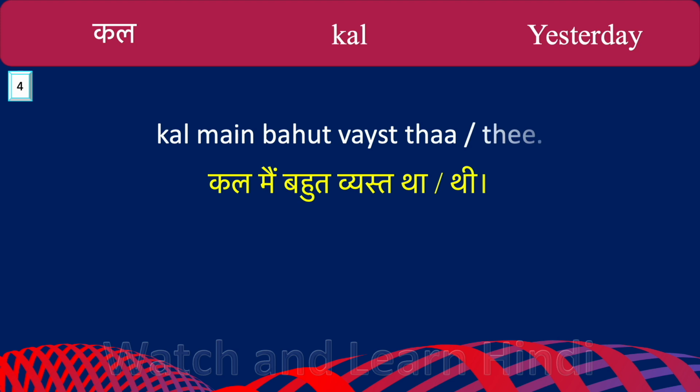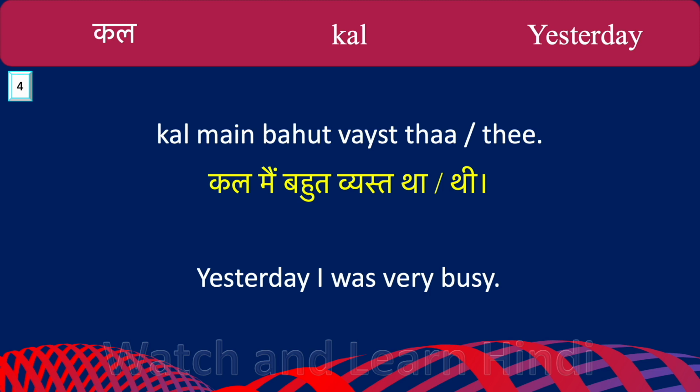The fourth sentence is slightly different from earlier sentences. कल मैं बहुत व्यस्त था और थी. So this sentence can end with either tha or thi. That of course tells you that we are talking about something in past tense, and that's why the translation for this is yesterday I was very busy. Kal is yesterday, मैं is I. Busy is व्यस्त and बहुत व्यस्त is very busy.